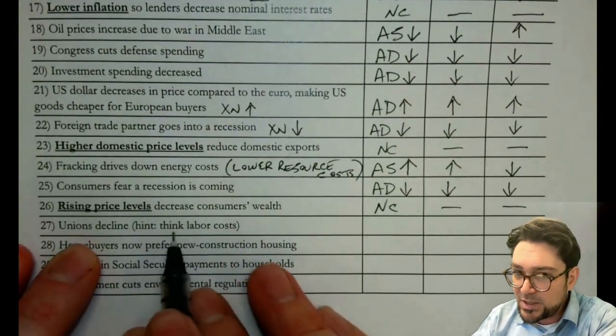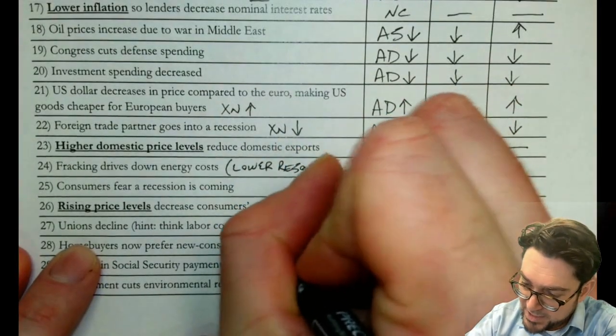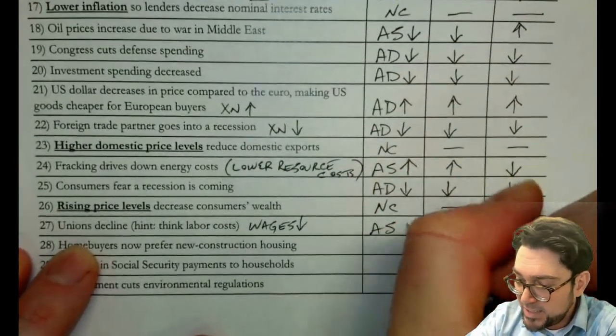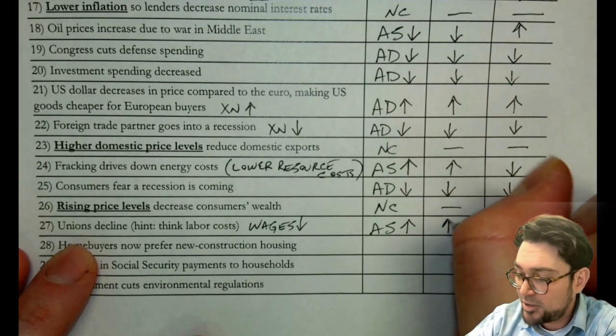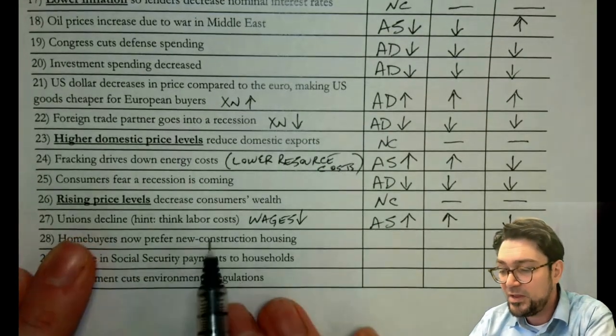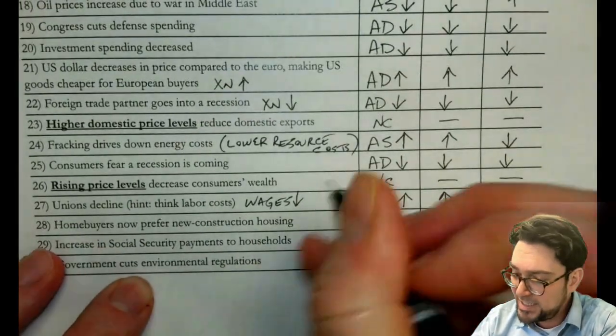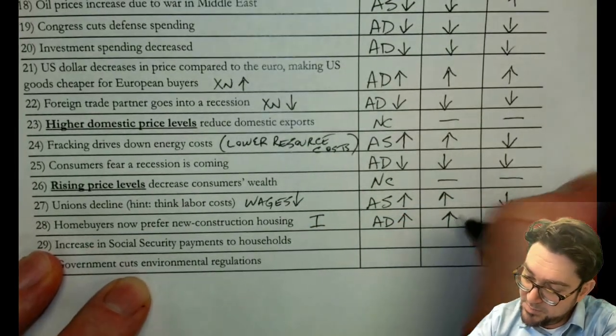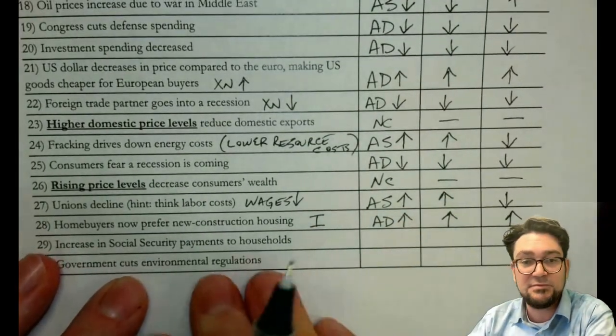Unions decline. You think labor costs. So this is wages, right? Wages are going down. And so it's reducing our resource costs. So aggregate supply would increase, causing output to rise and price levels to fall. Home buyers prefer new construction housing. That's I, and that's aggregate demand. So we'd see more aggregate demand, more output, and higher price levels.